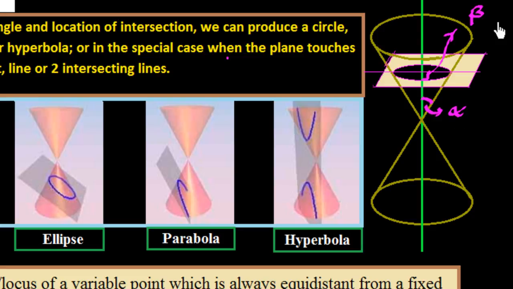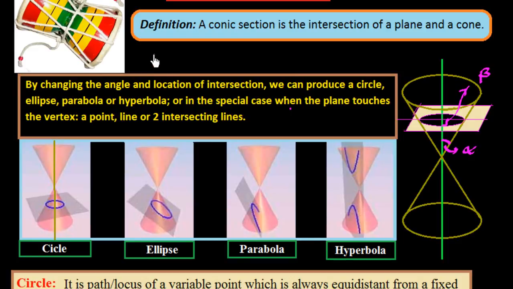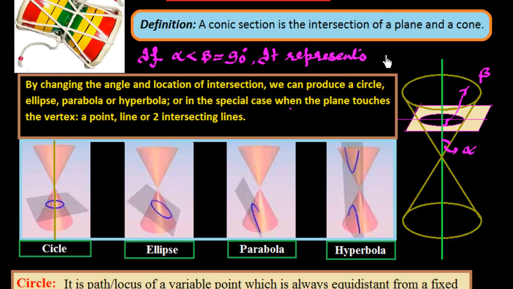Look at here, I would just like to explain that alpha is always smaller than or equal to beta, but beta is equal to 90 degrees. So it represents a circle. And the eccentricity of a circle is always 0.